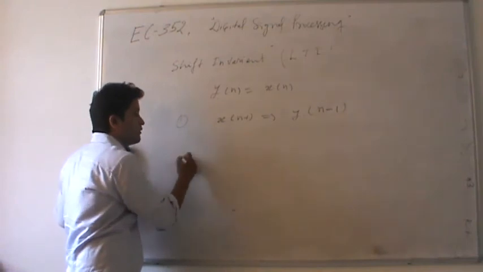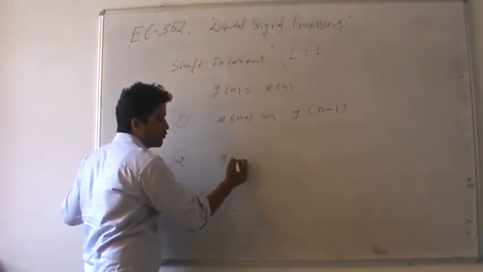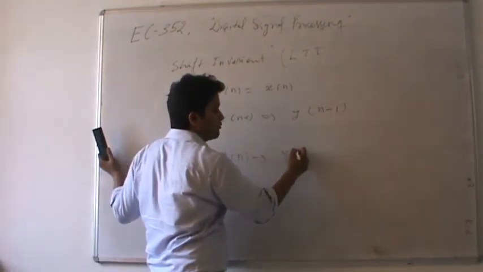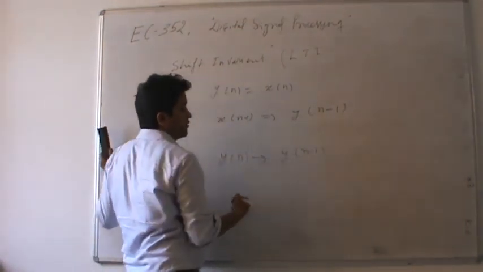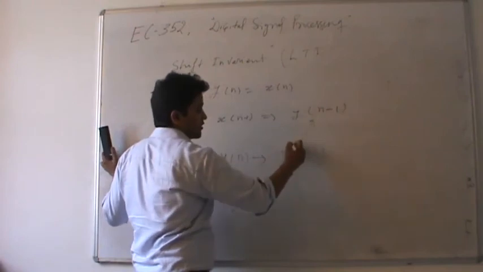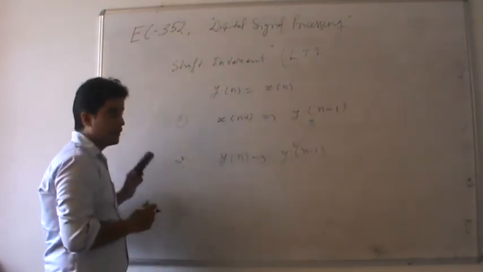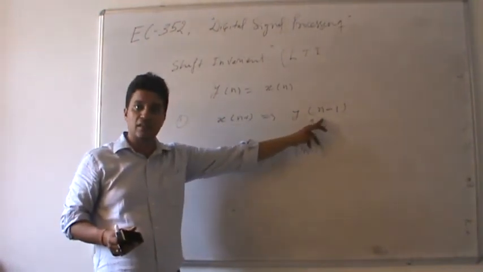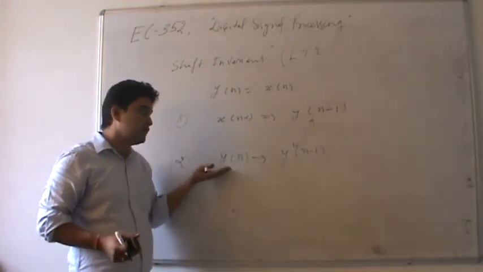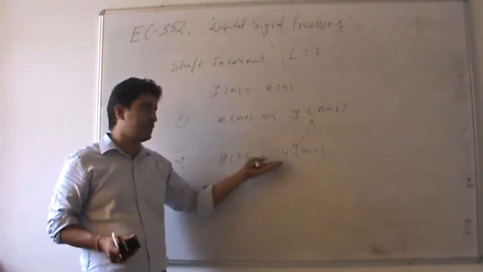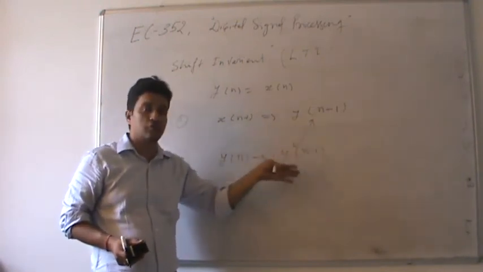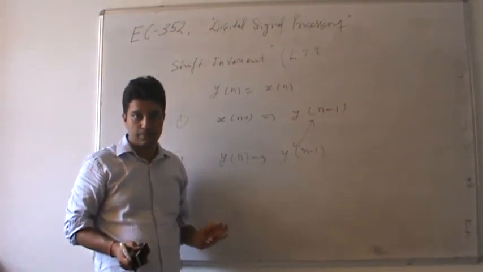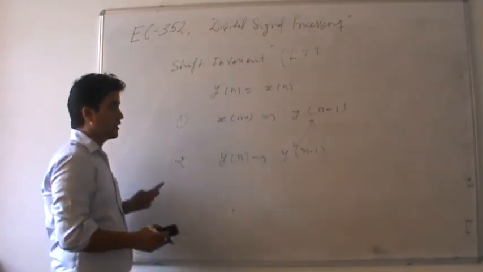Case number 2, we will delay the available output. The output is y[n]. If we delay this output, it will become y[n minus 1], which is actually equal to the previous case. In the first case we delayed the input and got this one; in the second case we delayed the available output and got this one. You see, both values are the same. So the system is shift invariant.